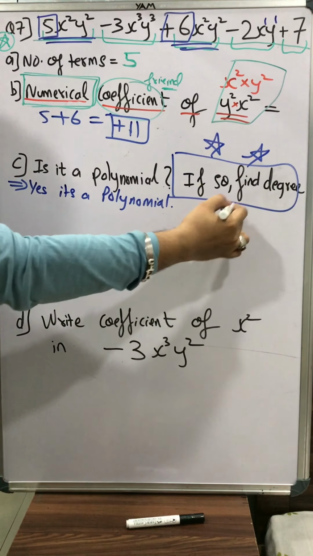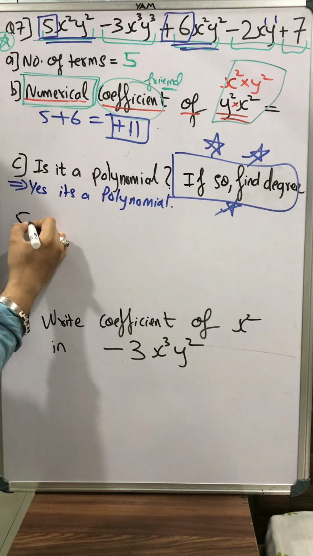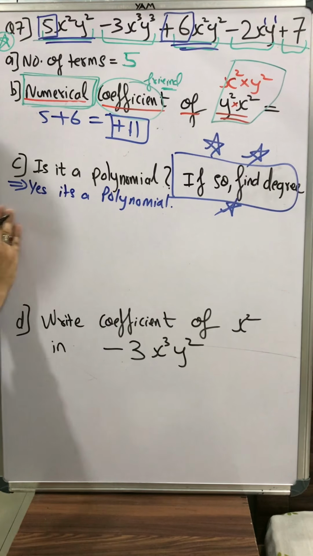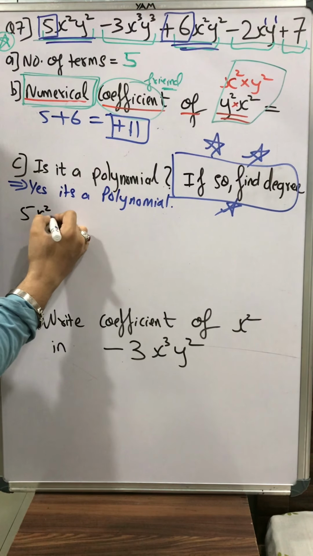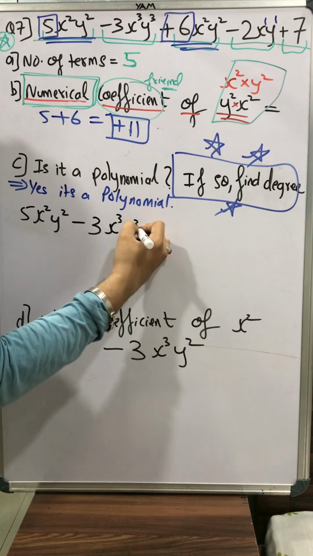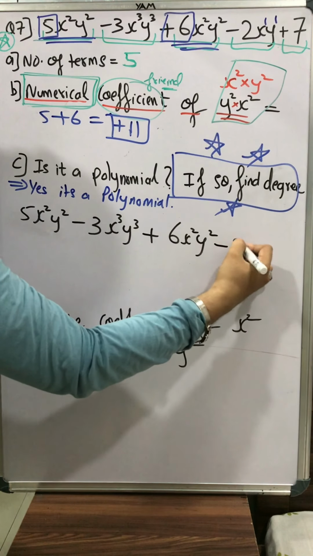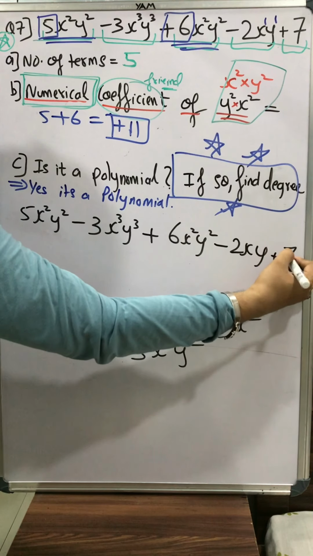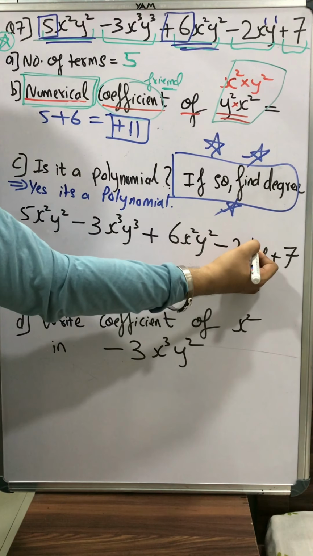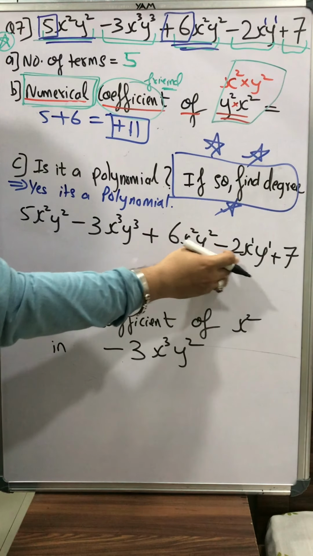Find the degree. Okay, pay attention here, students. I have to find its degree. So to find its degree, I'll rewrite the given polynomial once again. It's 5x square y square minus 3x cube y cube plus 6x square y square minus 2xy plus 7. Here nothing is mentioned on x means it's 1. Nothing is mentioned on y means it's 1.